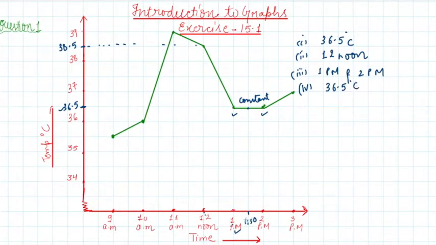How did you arrive at this answer? Since 1:30 p.m. is the middle value of 1 p.m. and 2 p.m., and corresponding to it on the y-axis, if you see, the temperature is exactly between 36 and 37 degrees Celsius. And what is the middle value here? 36.5 degree Celsius. Last part of this question is, during which periods did the patient's temperature show an upward trend?